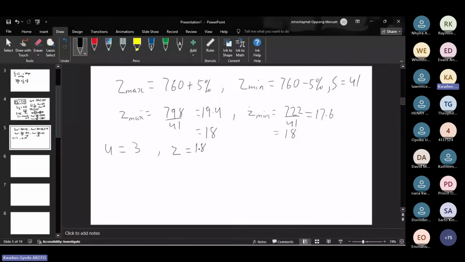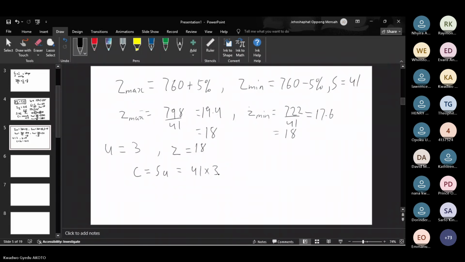And then the number of commutator segments. I'm going to continue with the number of commutator segments, right? We already know that our number of commutator segments is equal to our number of coils, right? So if we are still keeping our number of slots to be 41, and we found our U to be 3, then C is going to be equal to S times U, which is 41 times 3.